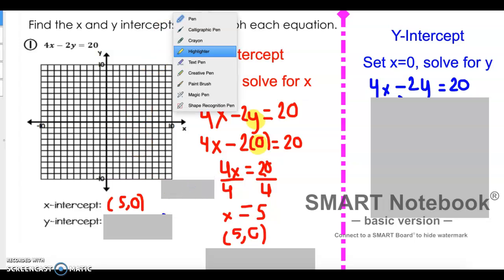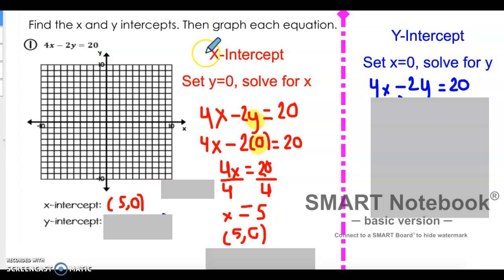So now we're going to actually plot that point on our graph. We're going to go to the origin, that's where you start. We're going to go to the right 5 and then up 0 and put our point. That is our x-intercept. Now to find the y-intercept, we set x equal to 0 and we solve for y.